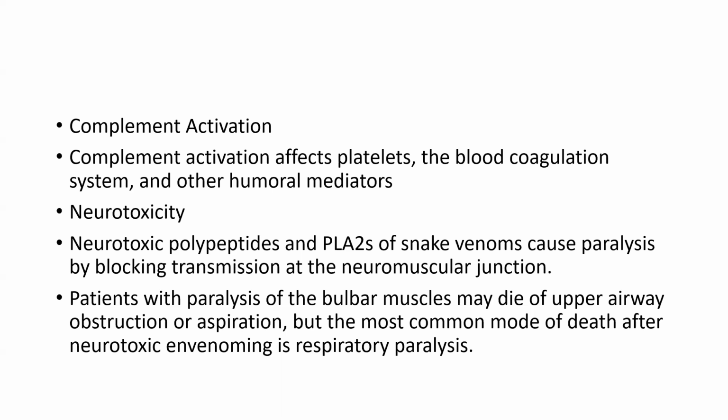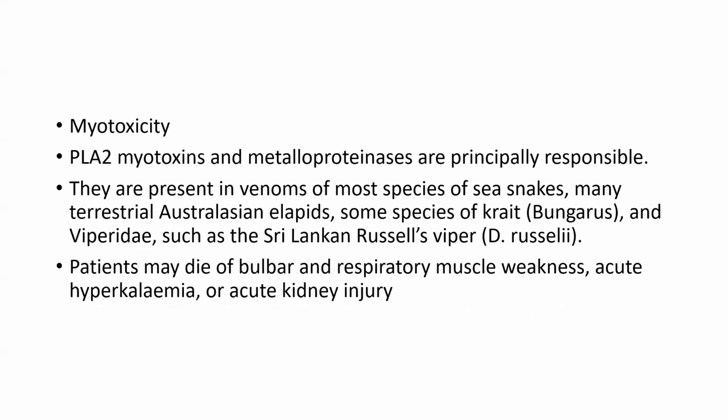Now, the neurotoxicity. Neurotoxic polypeptides and PLA2 of the snake venom cause paralysis by blocking transmission at the neuromuscular junction. So a patient with paralysis of bulbar muscles may die of upper airway obstruction or aspiration, but the most common mode of death after neurotoxic envenoming is respiratory paralysis.